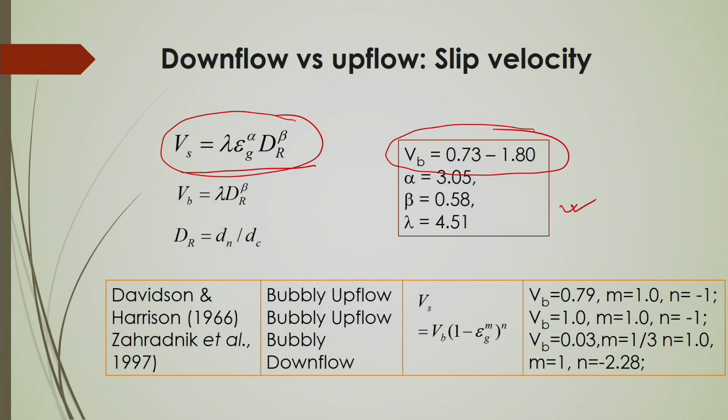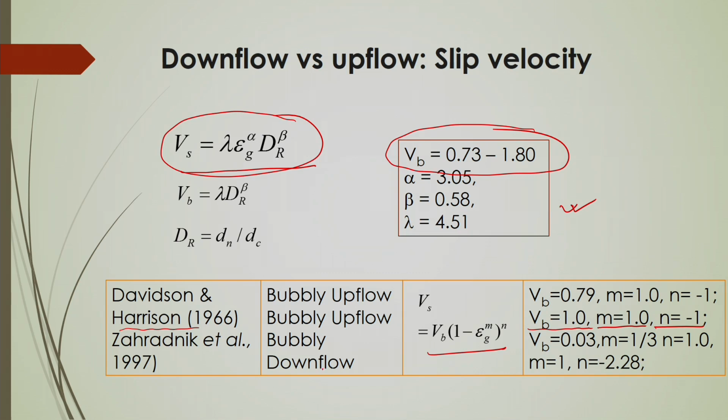And in the other way, the upflow system, you can compare with this downflow system. Then you will see that this Vs will be equal to Vb into 1 minus epsilon g to the power m, to the power n, where for the upflow system Vb will be equal to 0.79, m is equal to 1.0 and n is equal to minus 1. And for the upflow system, another correlation was developed based on Harrison's experimental data. Then they got that this Vb will be equal to 1.0, m will be equal to 1.0 and n is equal to minus 1.